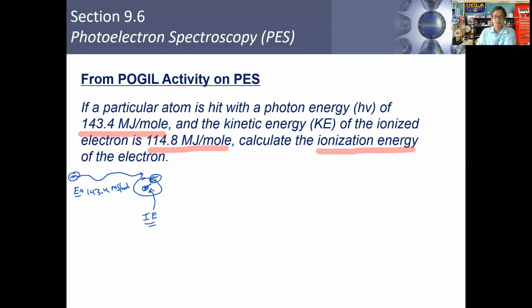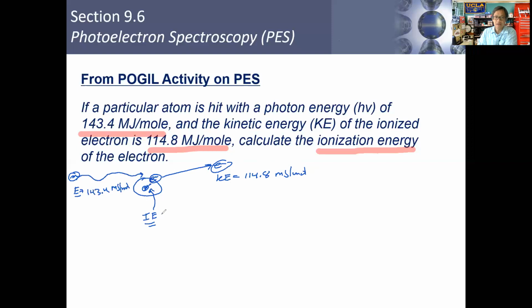Okay, the ionization energy holds in the electron here, and if this photon here is energetic enough, it's going to push out that electron. Okay, and so when that electron leaves, it's going to leave with that amount of kinetic energy, which we are told then is 114.8 megajoules per mole. And that's the idea behind the photoelectric effect.